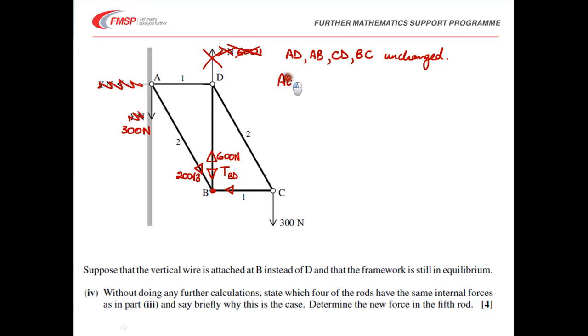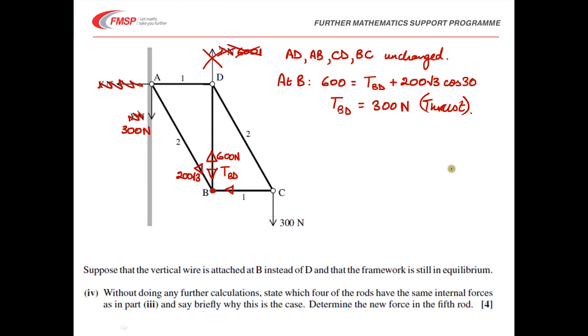So at B, resolving in that vertical direction, upwards, I have my 600 newtons. Downwards I've got all of TBD plus 200 root 3 cosine 30, and just rearranging that gives me TBD is now 300 newtons, and as I say, it is a thrust or compression in that particular section of the rod.